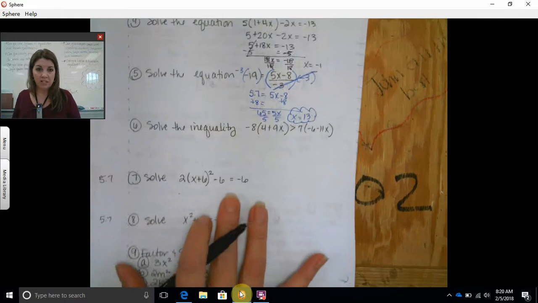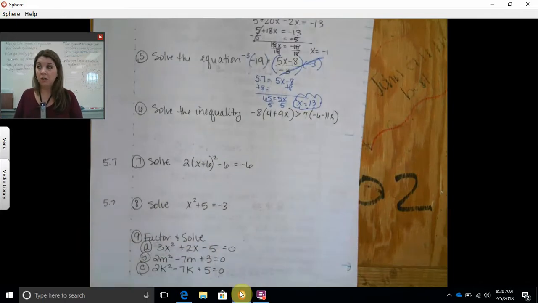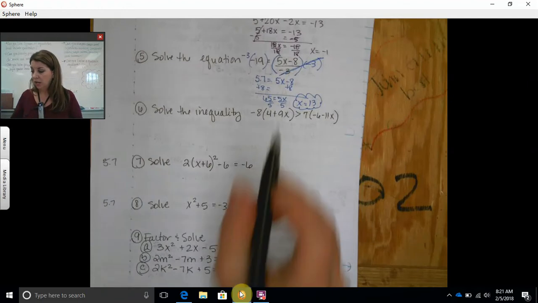Number 6 is an inequality. You solve them almost exactly the same as equations. The only difference is if you divide both sides by a negative number or you multiply both sides by a negative number, then you have to switch the sign. Flip that sign. Remember that? Algebra 2? Yes. But other than that, it's exactly like solving an equation.